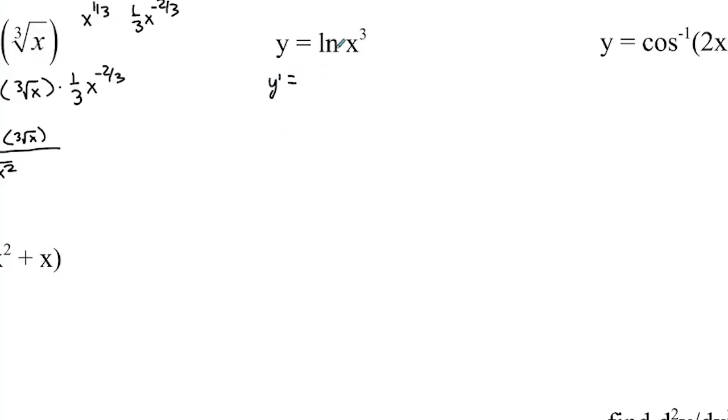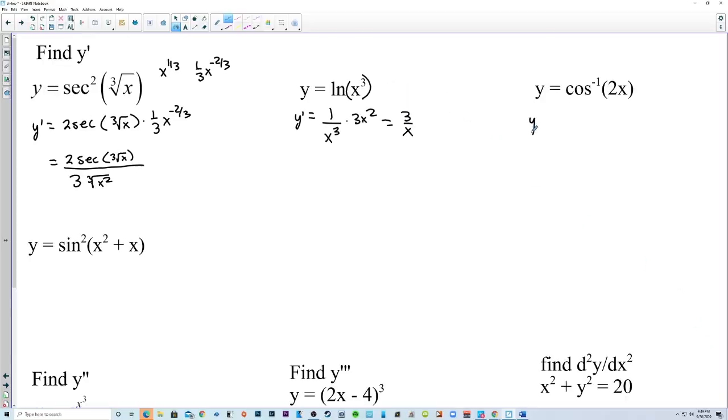Y prime here is, that third is just to the x. So we have 1 over x to the third times 3x squared. And 2 of the x's are going to cancel, so we're left with 3 over x. Y prime here is equal to -1 over the square root of 1 minus 4x squared, and then times 2.